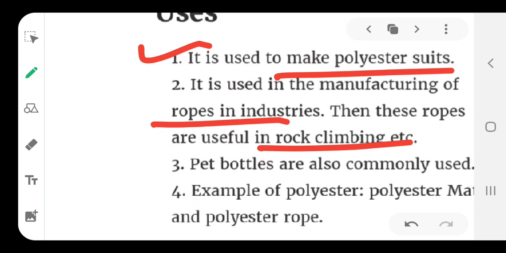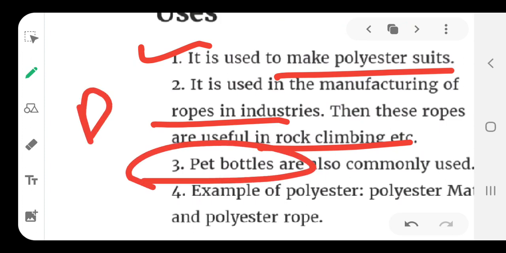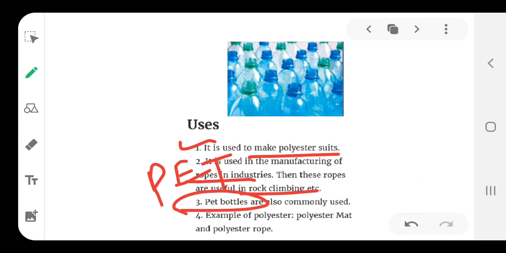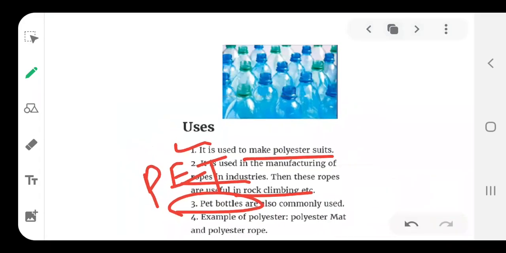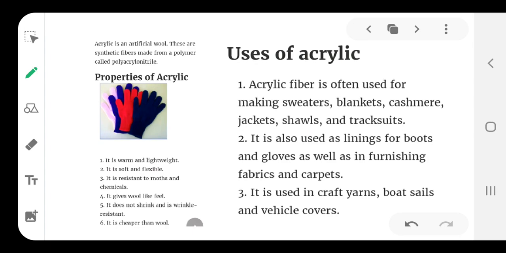Then of course, we have just read about the PET bottles, PET. So these are those bottles in which you have all those cold drinks stored. So hence you can see they have got very good application in it, and as a result they are used for polyester mat and polyester ropes also. So basically their application is wide.